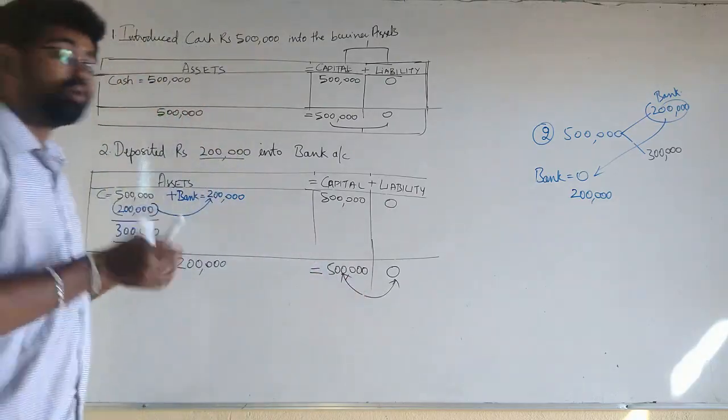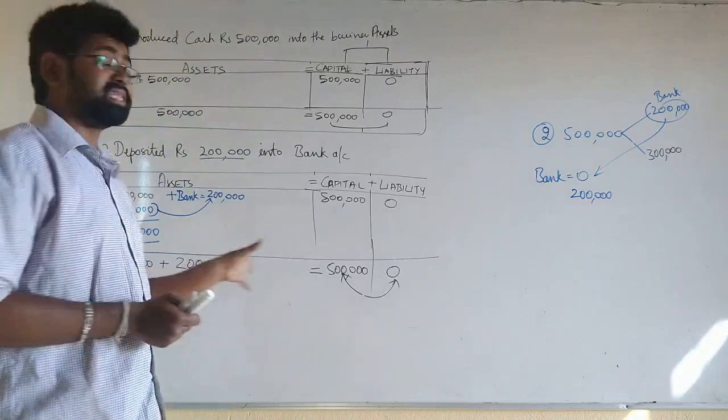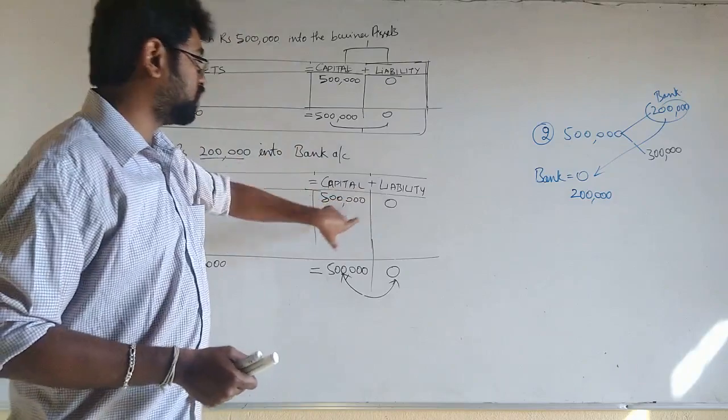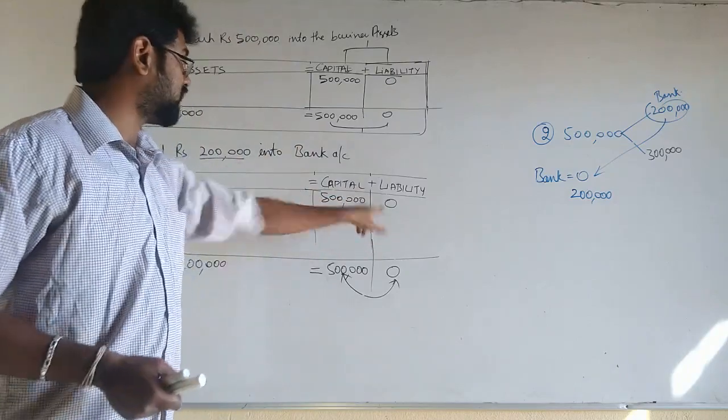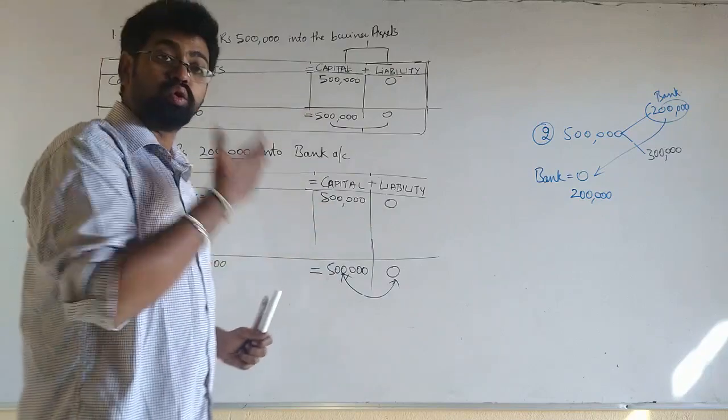Is it proved? After every transaction, A is equal to L plus C. This should always be equal to this plus this. That is the logic that they are asking you to do.